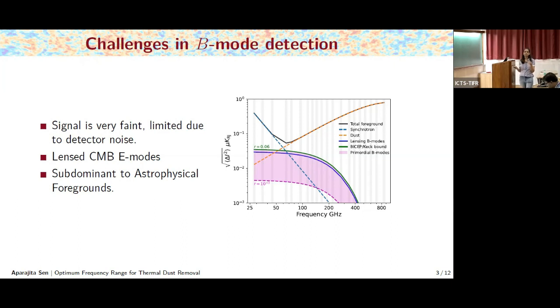Just for perspective, when we look at the CMB temperature maps, we have a window from 90 gigahertz to 130 gigahertz, where the temperature signal dominates over all the other microwave signals. So obviously this component separation is more challenging.